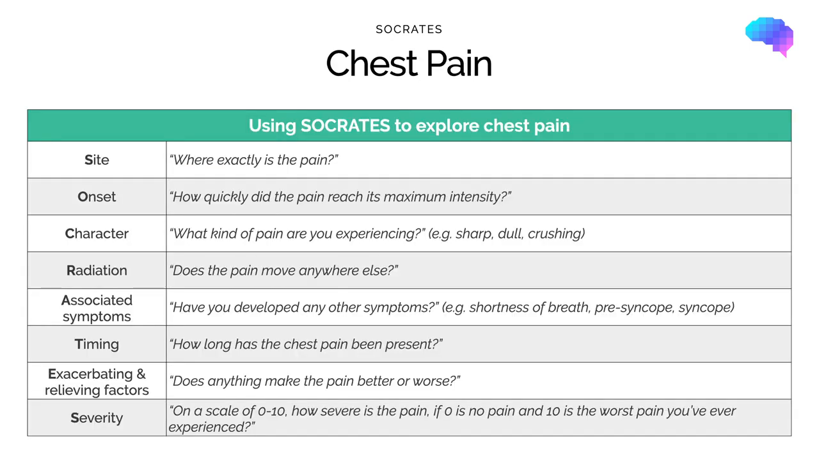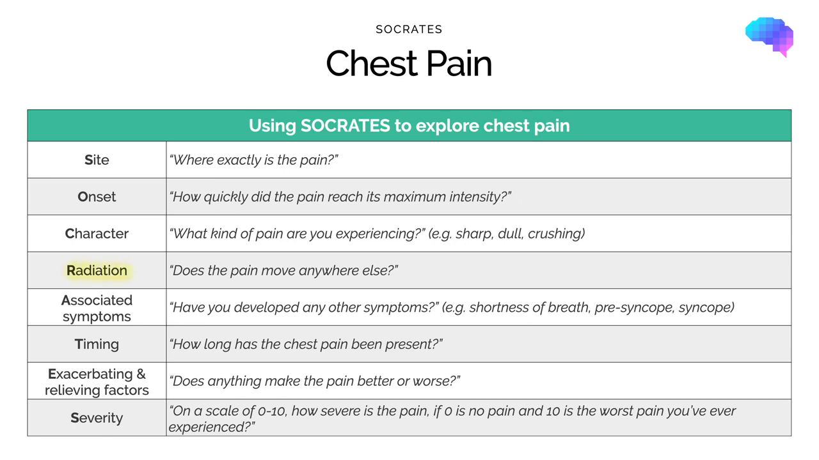So this is our first example, which is using SOCRATES to explore chest pain. Starting with site, we want to ask the patient, where exactly is the pain? Onset, how quickly did the pain reach its maximum intensity? Did it come on suddenly or develop more gradually? Character, what type of pain are they experiencing? You could ask them to describe it, for example by using words such as sharp, dull, or crushing.